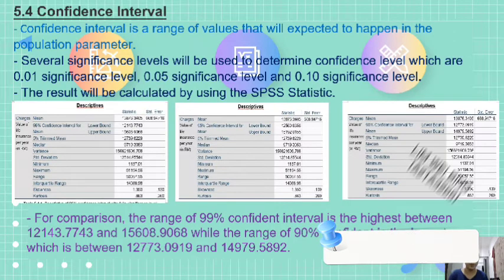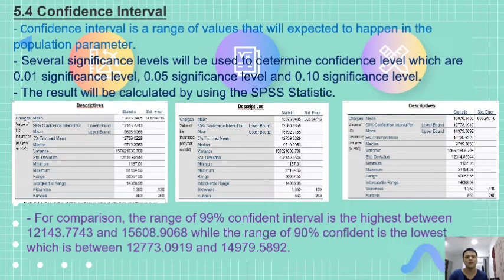This is the 5.4 part, which is the confidence interval. Confidence interval is a range of values that is expected to contain the population parameter. Several significance levels will be used to determine the confidence level, which are 0.01 significance level, 0.05 significance level, and 0.1 significance level. The result was calculated using SPSS statistics, which we copied from the output of SPSS below.